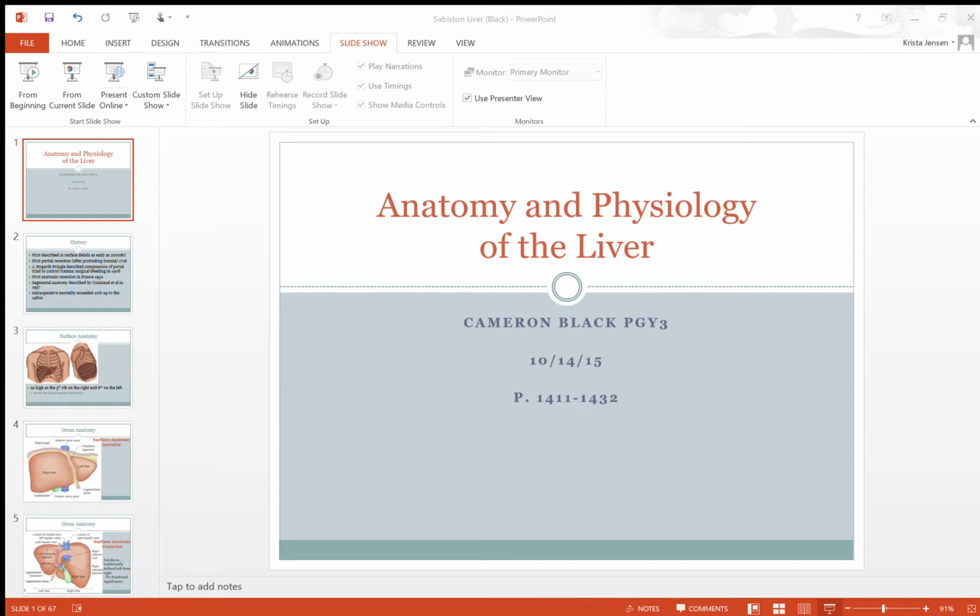This is kind of what you're looking at when you're looking at a cross-sectional image. Get a little bit farther down. The caudate lobe is a little bit unique.